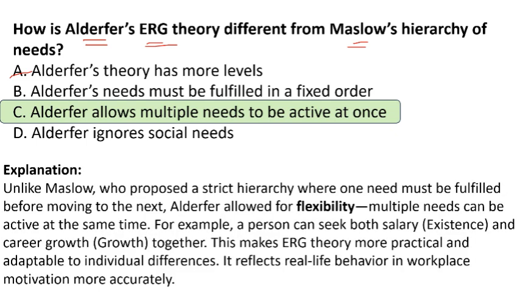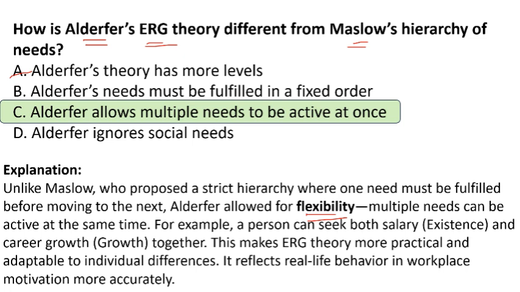Unlike Maslow, who proposed a strict hierarchy where one need must be fulfilled before moving to the next, right? That we have seen in the previous session as well, how Maslow said you should first fulfill one thing and then move to the next one, and only then will you be more productive. But Alderfer allows all at once, right? That is the flexibility he described. Multiple needs can be active at the same time.